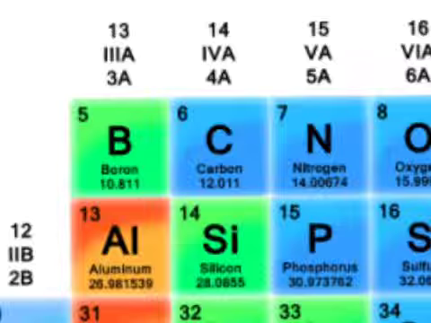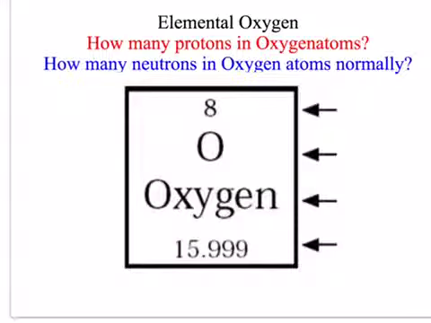Now, when you get into isotopes, this number changes. The atomic mass will change. This will not, because if this changes, if we add protons or take away protons, we move to another element. Okay, so you answer these next 2 questions. How many protons are there in an oxygen atom? And how many neutrons are in an oxygen atom?